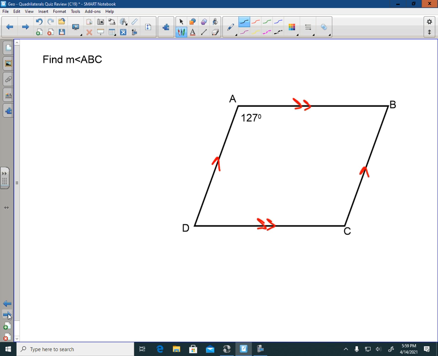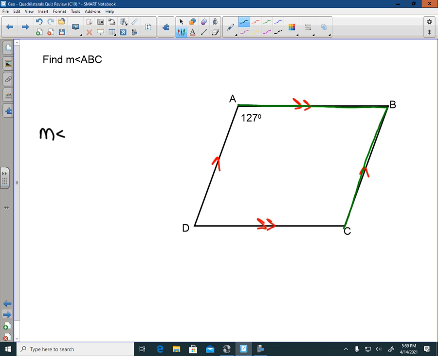Notice we have a parallelogram here. That's what the red markings mean, and we're trying to find the measure of angle ABC. So that's this one here, ABC. So we know that if we take the measure of angle A, we're just going to conveniently call it, instead of using 3 letters, just use 1. It's pretty much the same thing.